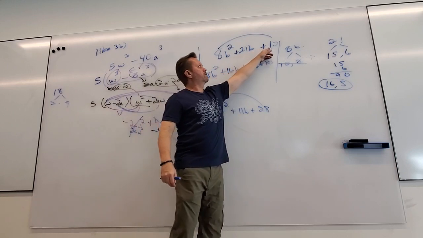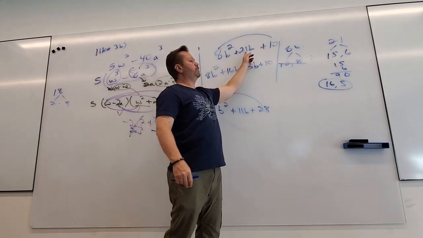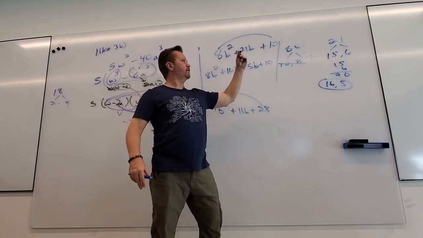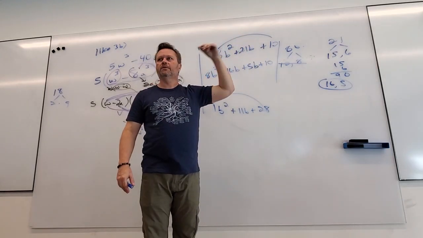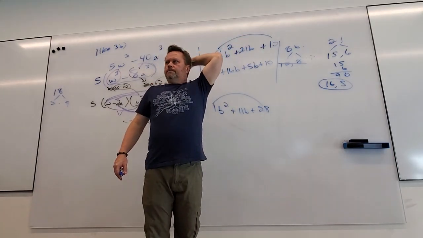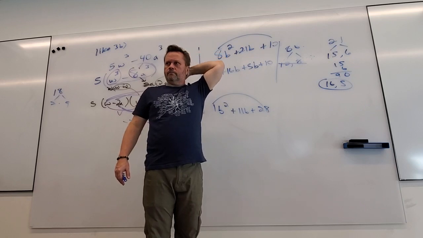Here, I don't take factors of 28. I take factors of 80 that add to be 21. It's still the same process. I just have to take that number into account. It's not going to be 14 and 2.